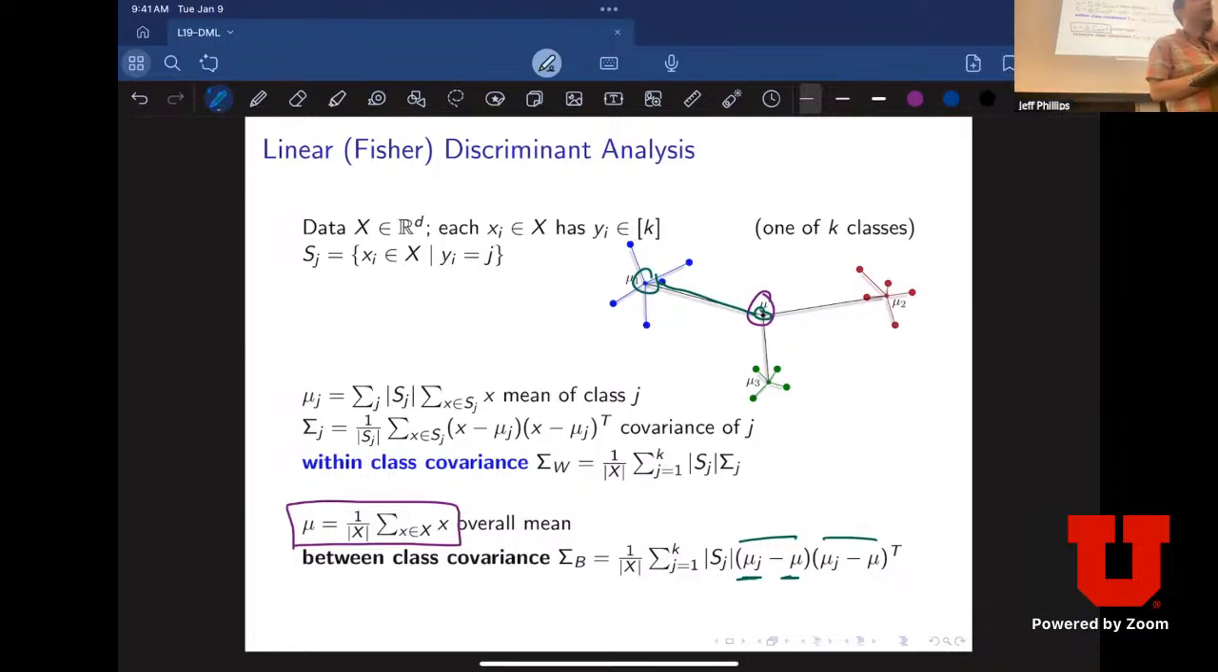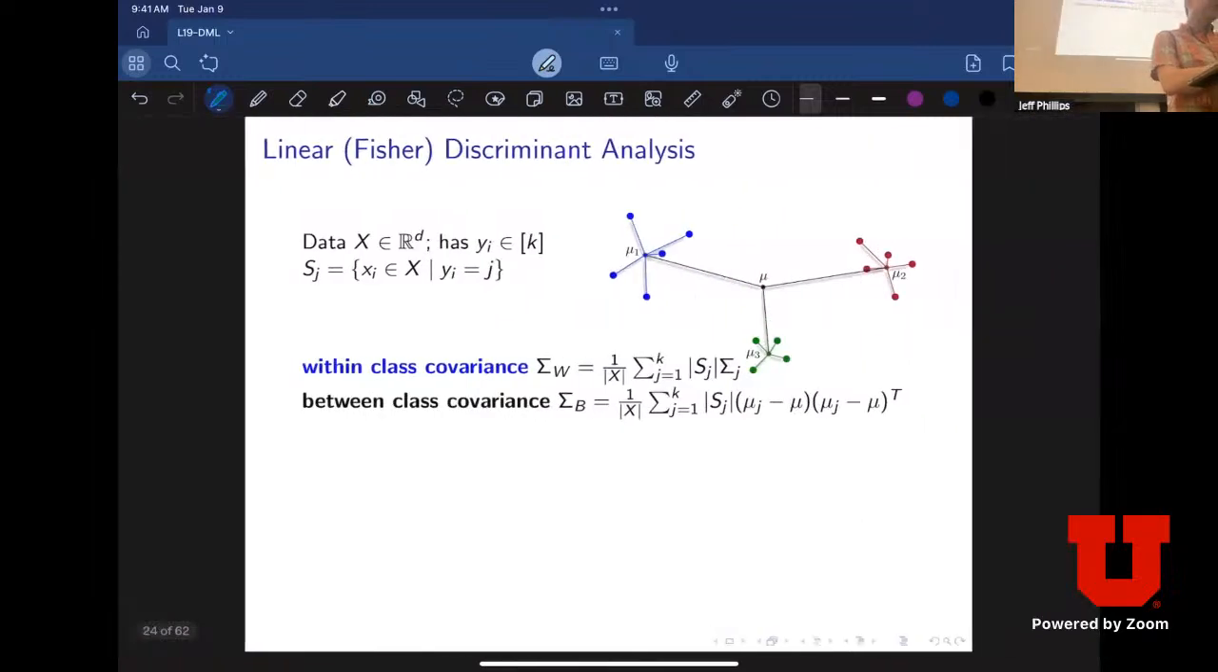Okay, and so I want distances in this space to basically be large. So I want the classes to be separate from each other, but I'm using the overall mean as the proxy. So I want all the classes to be far from the overall mean, the centers of the classes.